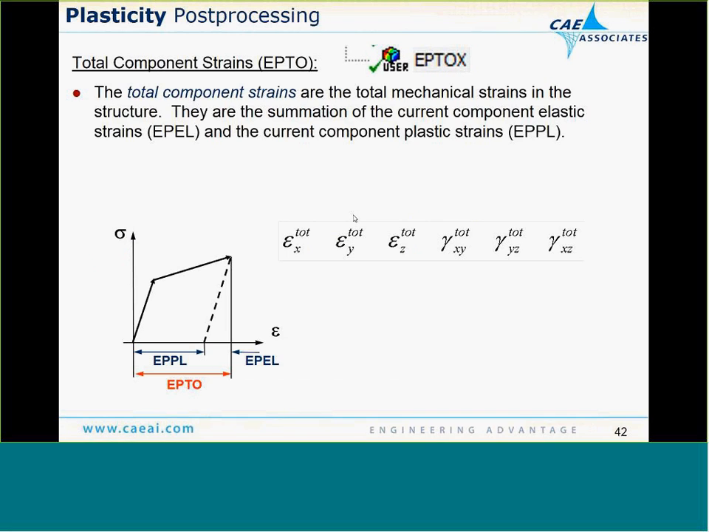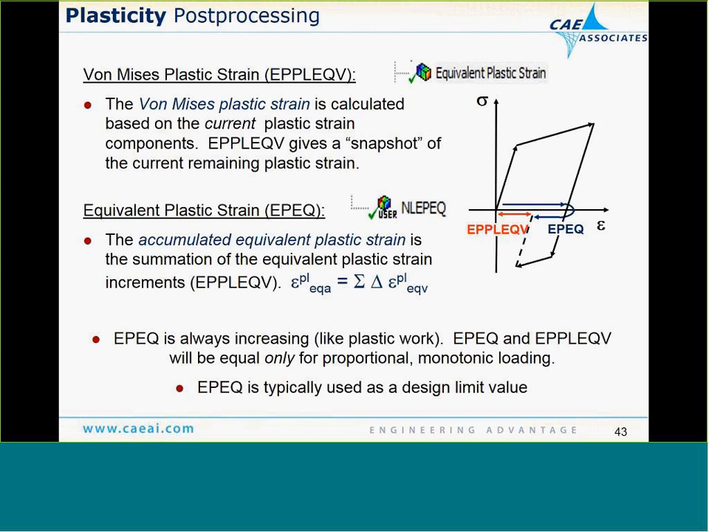Total strains, so we can look at the total strain, which is the elastic plus the plastic, and we can get that direct from the user-defined functionality. In terms of a single quantity of how much plastic strain is induced in our model, the von Mises plastic strain quantity, or the pull-down for the equivalent plastic strain available in the GUI, just to understand, this is the amount of strain that would induce permanent set in our solution.